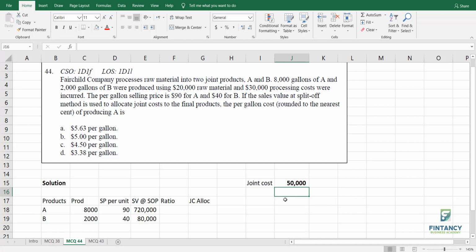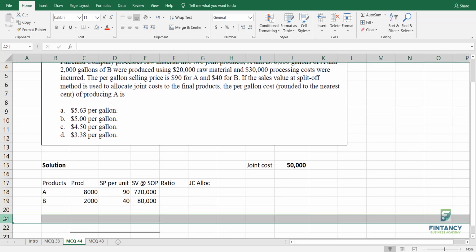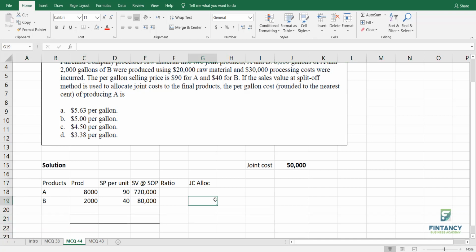Anyways, so let's continue. Now we got our sales value at split off point, right? Okay, some students make this mistake. They consider only selling price, they take the ratio from here. No, you will not take the ratio by considering the selling price. You have to take the ratio by considering the sales value. When I'm saying sales value, it means after multiplying the selling price with the production units. Getting the story, everyone? So how much is my total sales value?